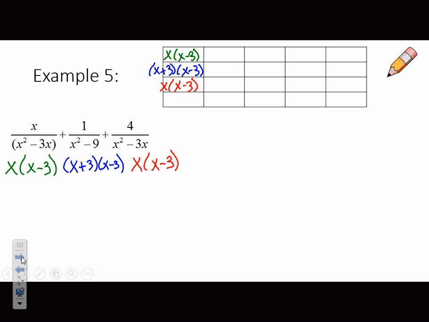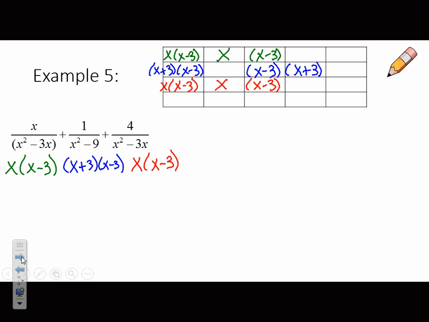When I go through, remember you have to put each factor in its own spot. So my first one, x gets its own spot, x minus 3 gets its own spot. My second one, I have x plus 3. I don't have a spot for that yet, so I'm going to put x plus 3 down here. And then I have an x minus 3, so I can plug that in. And on my third fraction, I can plug those in, x, and I have an x minus 3.